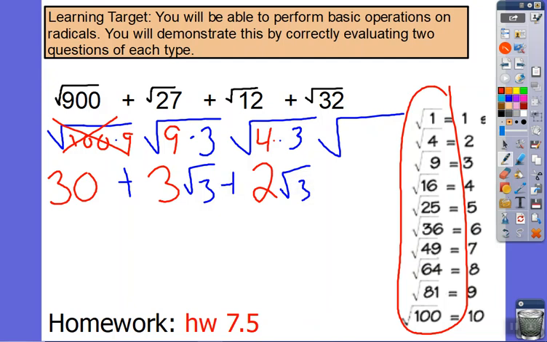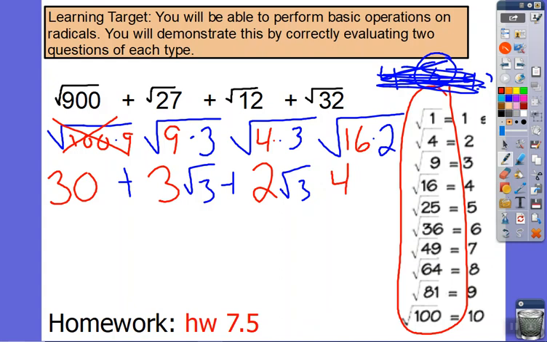And lastly, the 32 is going to be 16 times 2. We always want to go with the biggest one, and 4 does go into it. But if you wrote 4 times 8, you should notice that 8 could be written as another 4 times 2. So let's just put those 4's together and call them a 16. Square root of 16 is 4 times 4 with the 2 inside still.